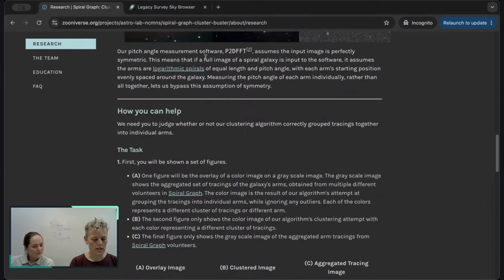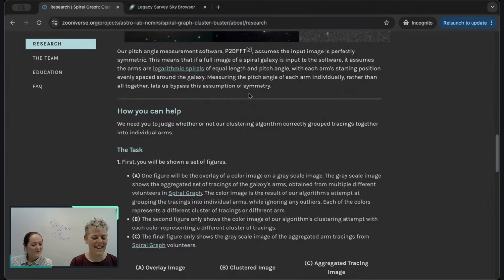Pitch angle measurement software assumes the input image is perfectly symmetric. This means that if a full image of a spiral galaxy is put into the software, it assumes the arms are logarithmic spirals of equal length and pitch angle, with each arm's starting position evenly spaced around the galaxy. Measuring the pitch angle of each arm individually rather than altogether lets us bypass this assumption of symmetry. Yep. Which matters, I believe.